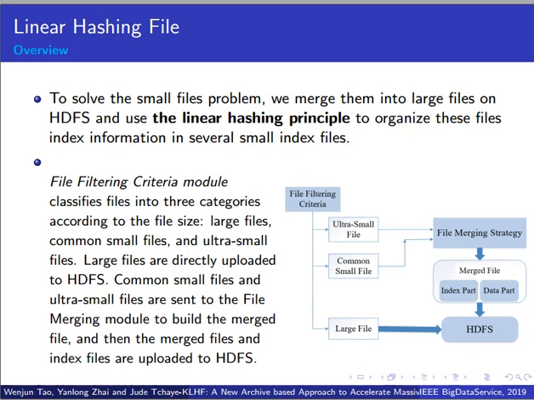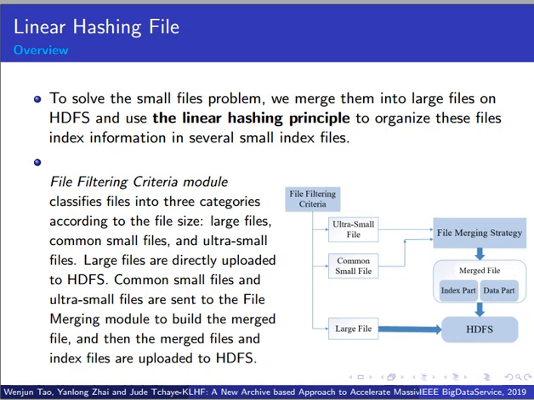To solve the small files problem, we merge them into large files on HDFS and use linear hashing principle to organize these files' index information in several small index files. From this picture, we can see file filtering criteria. The model classifies files into three categories according to the file size: large files, common small files, and ultra small files.